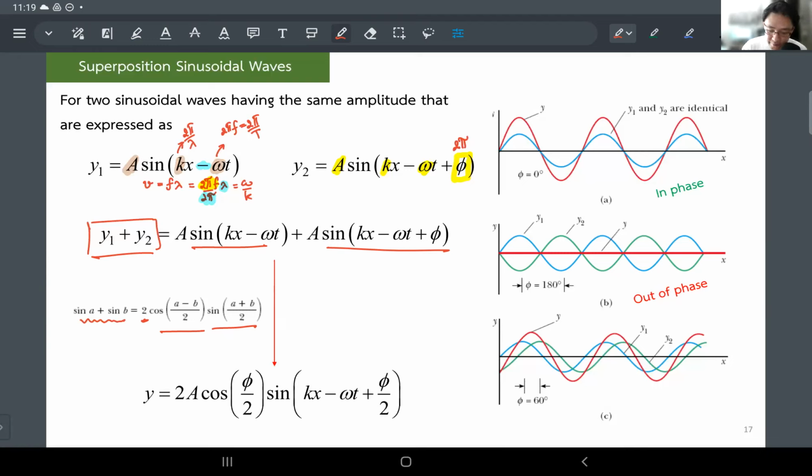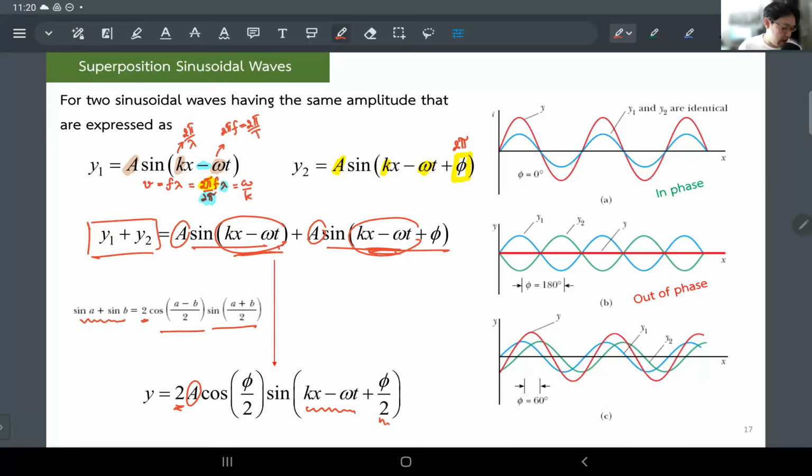So let's do that. I have 2A, which is just a common factor, so I pull it out. Then attack the difference first, the cosine of the difference. The difference will cancel the kx minus omega t out, and you are only left with phi over 2 in the cosine factor. For the sine, you just add them and divide by 2. You have 2 of kx minus omega t, you sum and divide by 2, and you get back the original kx minus omega t, and then you just have an extra phi over 2 in the back.